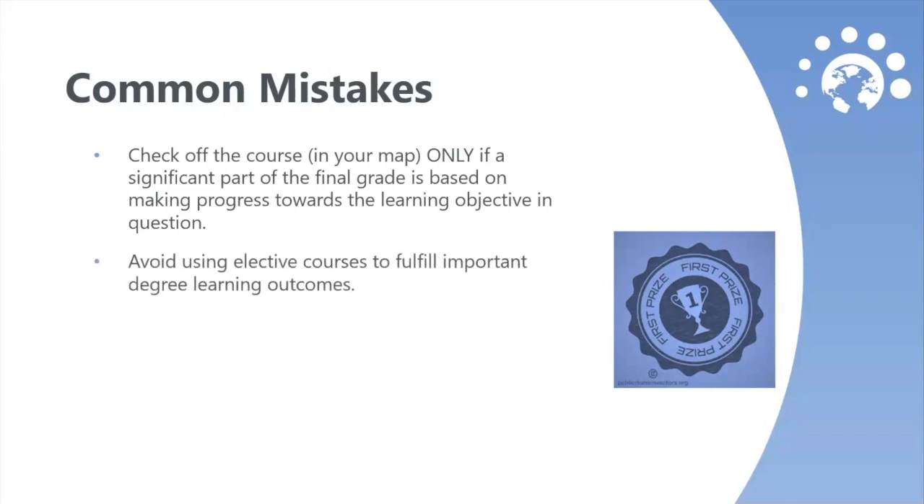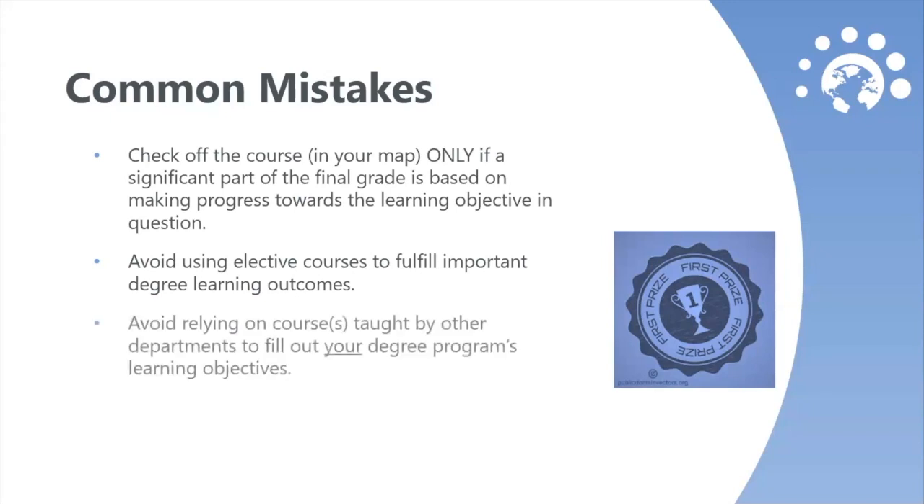You should avoid using elective courses to fulfill important degree learning outcomes or to fulfill a step in the cycle. Otherwise, some students may miss out on the opportunity to master that outcome. And for similar reasons, you should avoid relying on courses taught by other departments to fill out learning objectives that are important to your degree, unless you have a very close and cooperative relationship with that other department and the instructors who teach the course.